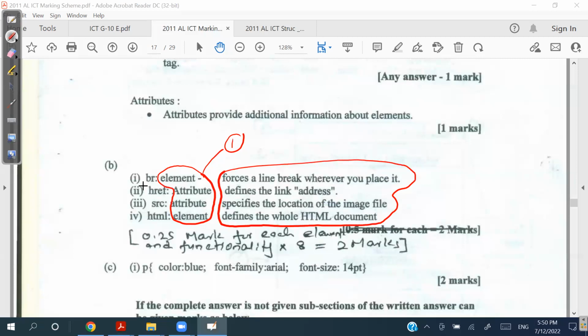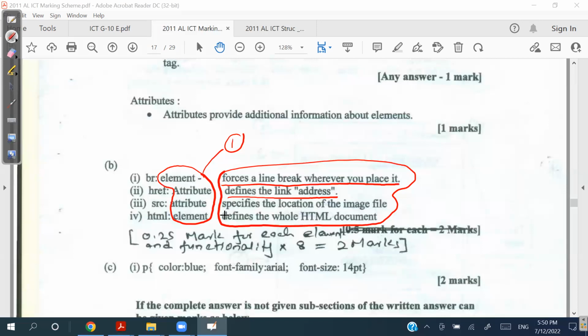So BR is an element, href is an attribute, src is an attribute, html is an element. Href is used inside the anchor tag commonly. src is used inside the img tag mostly, right? And the explanation says BR forces a line break wherever you place it. So any idea similar to this can have the marks. And href defines the link address, or you can say defines the destination of the address.